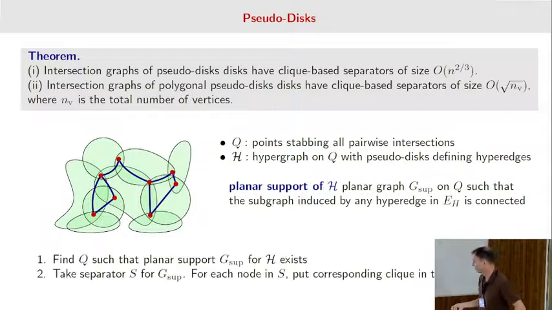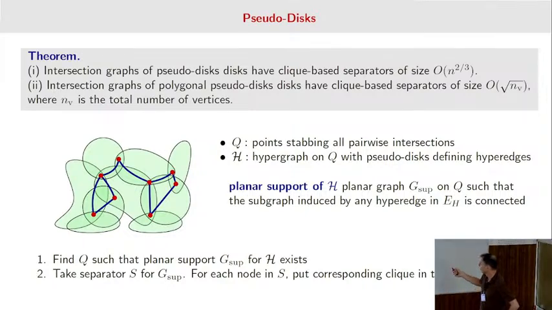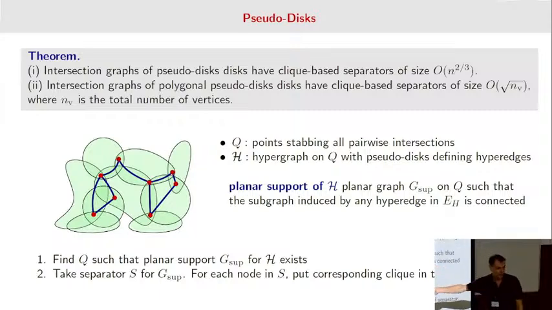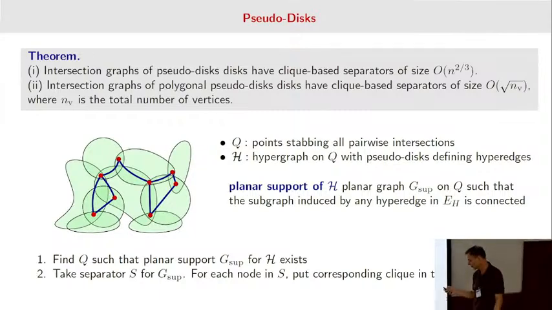Yeah. And then if they're polygonal, then you can get the planar support because of small linear size, because every two polygonal pseudodiscs, if they intersect, one will have a vertex inside the other one. So the vertices simply serve as this red set. If they're not polygonal, then okay, you have to do something else.